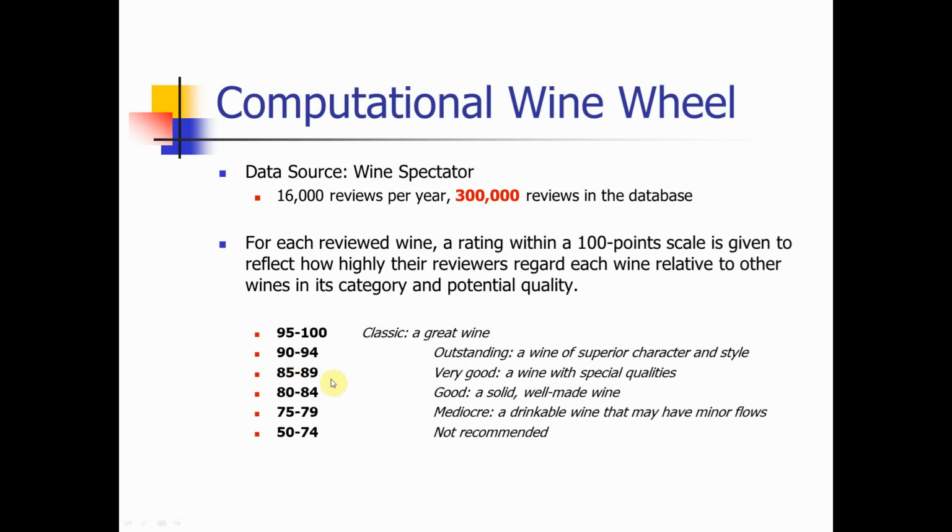Then 85 to 89 is considered very good, and 80 to 84 is considered good wine. In this category, most of the time, if the wine is 85 to 89 and the price is actually pretty affordable, something like $10 or $15, then it would be recommended as a smart buy over the best buy, etc. So this is the background of the data as well as the scoring system.